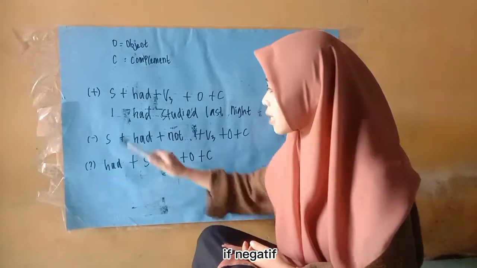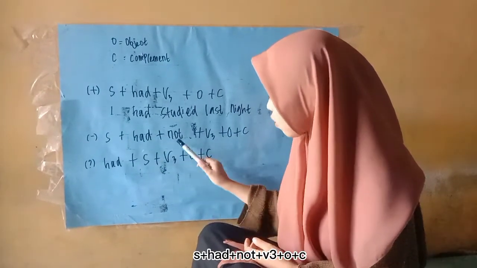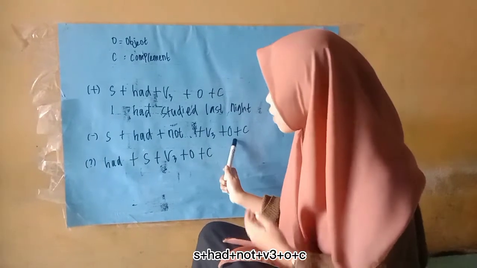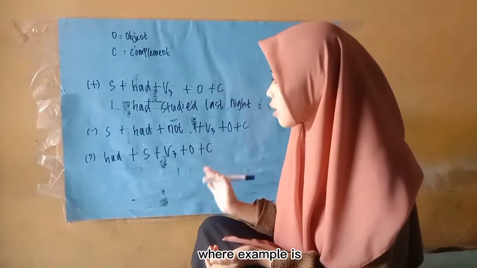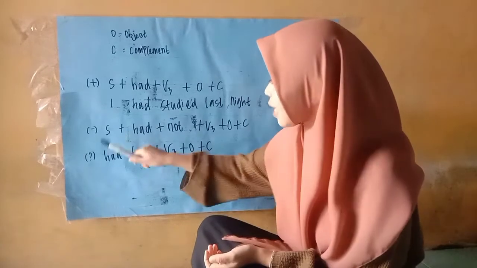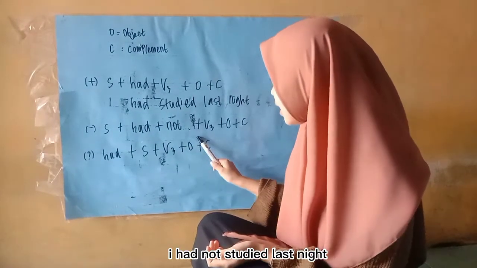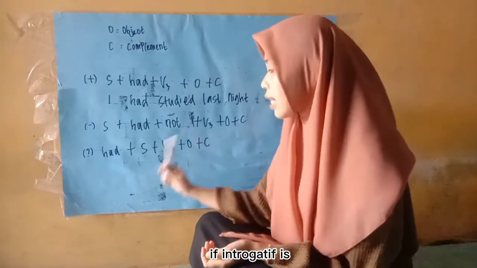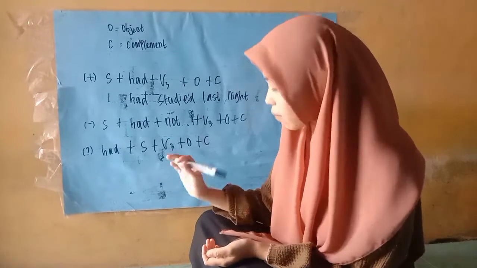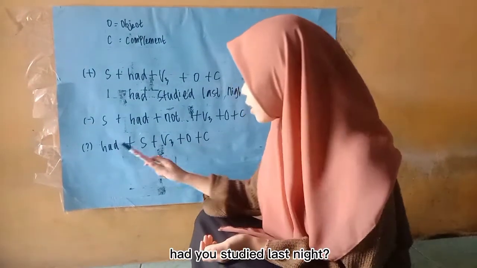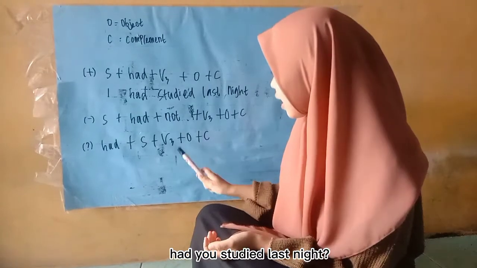If negative subject plus had plus not plus verb 3 plus object plus complement. Whereas the example is I had not studied last night. If interrogative is had you studied last night?